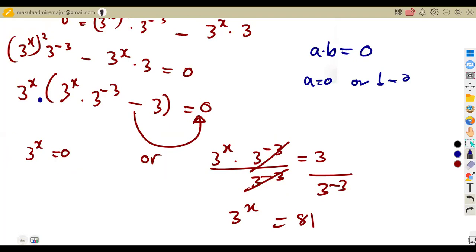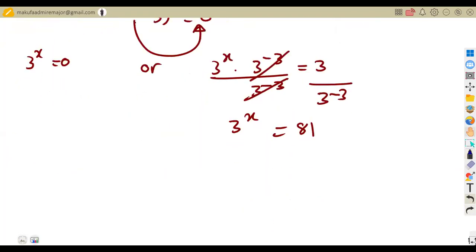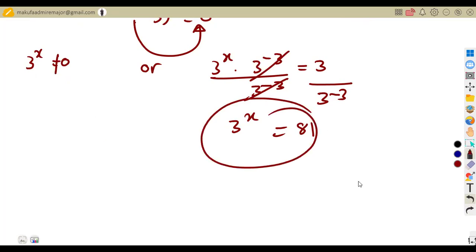But now we have to solve for x. Is it possible for us to use 3 to a certain exponent, and then it gives us a 0? It's impossible. There's no way that you're going to take a number 3 or 2 to the exponent of a certain number and get a 0. So meaning to say there's no solution here. There's nothing.